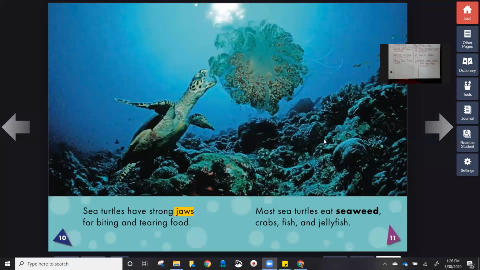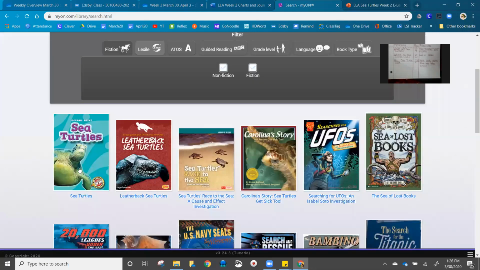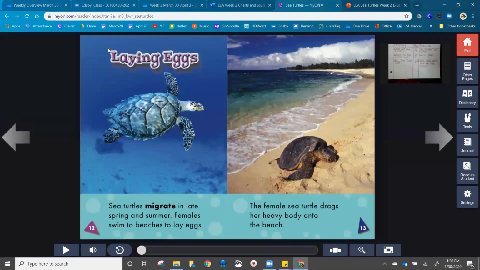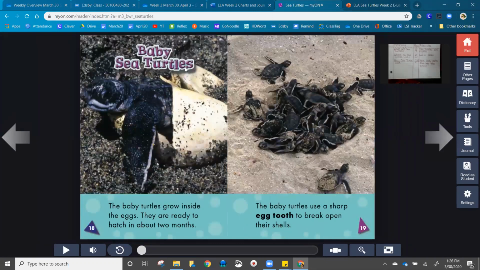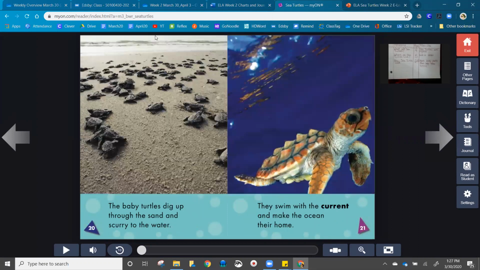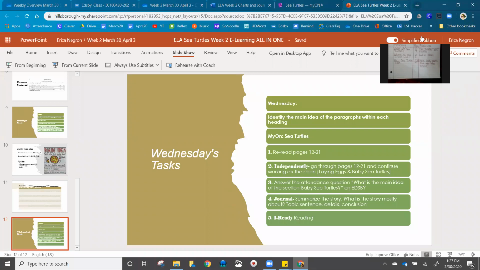When you go tomorrow by yourself, you are going to finish the text. Sorry, I didn't mean to exit that. You're going to finish the text, so you're going to figure out the main idea for this laying eggs section and baby sea turtles section. So cute. All right. That is all that you need to worry about.